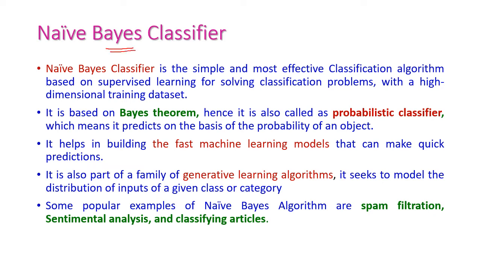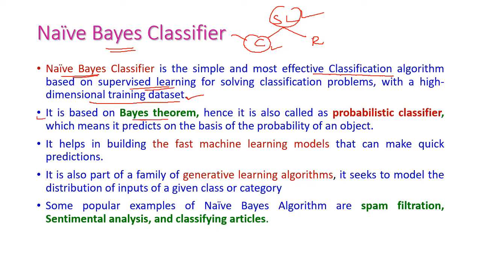Naïve Bayes classifier. It is a simple and most effective classification algorithm based on supervised learning. Okay, because already we know that supervised learning is having two major categories. First one is classification and second one is regression. Naïve Bayes classifier is a classification problem, hence obviously it will come under supervised learning. It can solve the high dimensional training data set problem. That is, if the data set is very high dimensional, that is number of dimension is more, then obviously we can select the Naïve Bayes classifier.